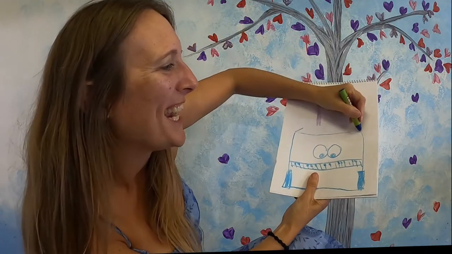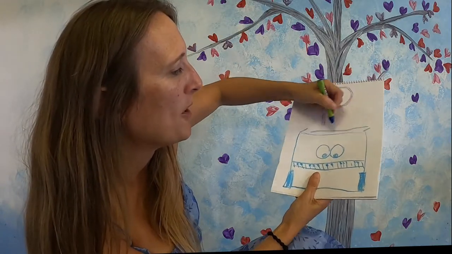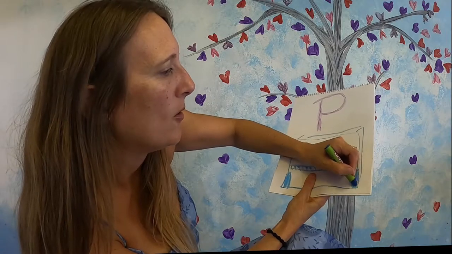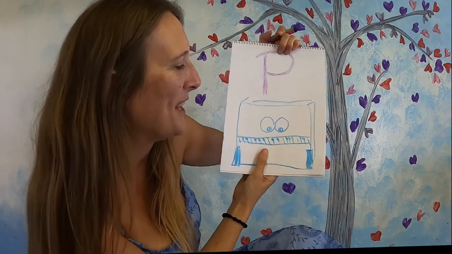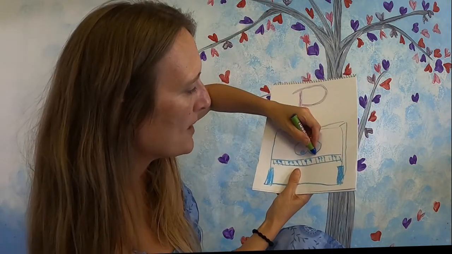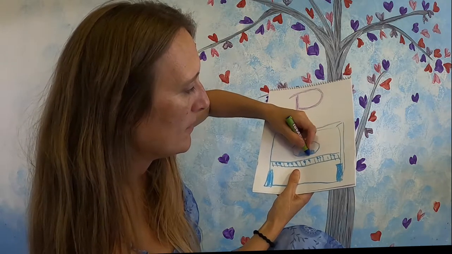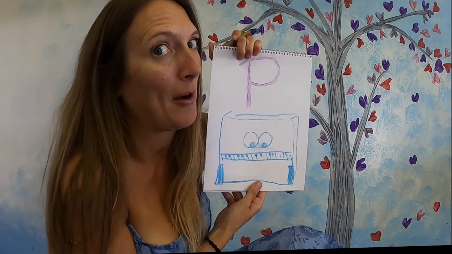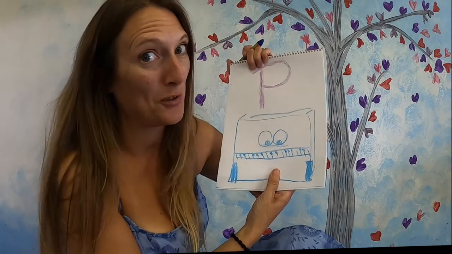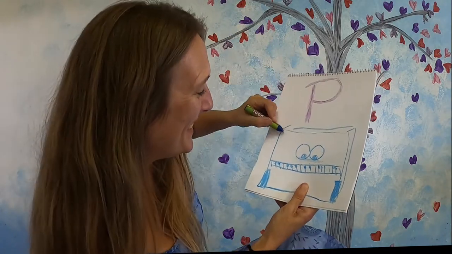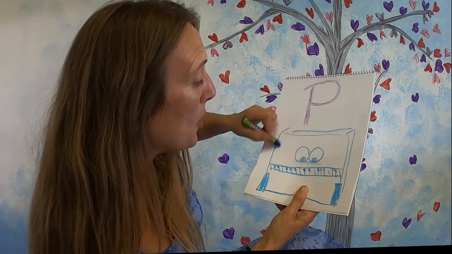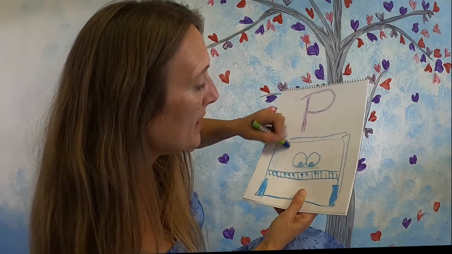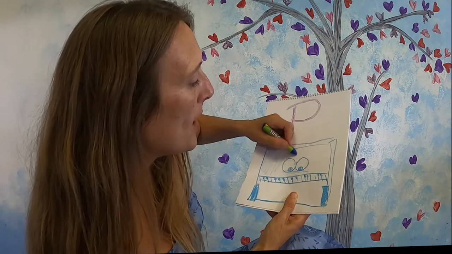Okay, we're gonna draw lines going a little sideways because we're gonna make our piano come alive. Oh, look at him. He needs a shelf for his books. I think he looks like a happy piano. What do you think? Shall we shade him in? Don't color his keys though. Keys are gonna be white.